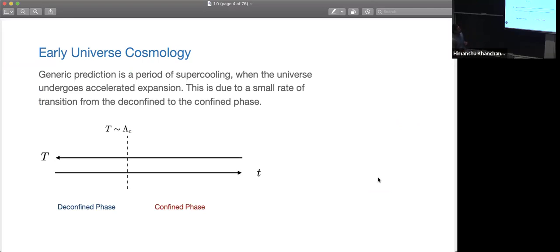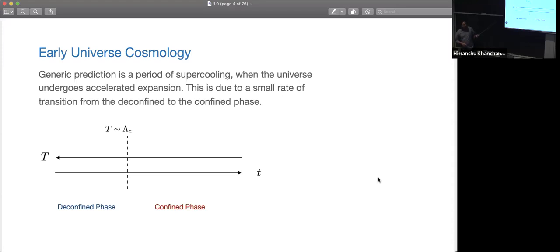So a general prediction in this scenario is that there is a period of supercooling. Supercooling means that you are stuck in the wrong metastable phase, like what we know happens with water: you go past 0 degrees Celsius and it stays water and not ice. So a generic prediction is that there is a period of supercooling when the universe undergoes accelerated expansion. This is because there is a small rate of transition from the deconfined phase to the confined phase, and the universe gets stuck in the deconfined phase. So here's a cartoon.